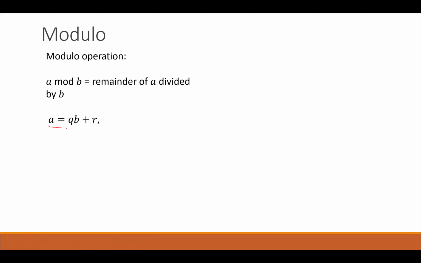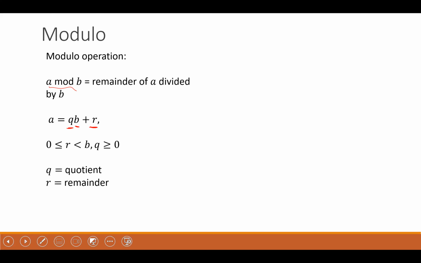So if I have a mod b, then I can write a as some number times b plus the remainder, right? In this case, q is the quotient, r is the remainder, and of course a and b are the numbers I'm given. So if I have 17 mod 5, then I have 2 remainder.